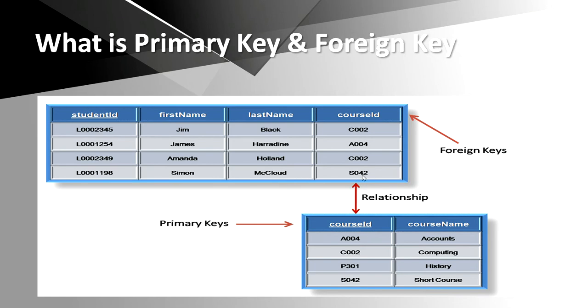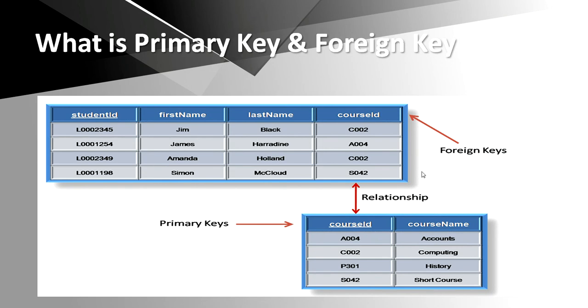For example, I cannot write down any value like A005 because it will not accept. It will simply tell you this course does not exist in the parent table because we do not have any such courses, right? So this is how the primary key and foreign key work. A foreign key constraint can only be applied on a column if it is a primary key field on another table. This is called the referential integrity constraint.